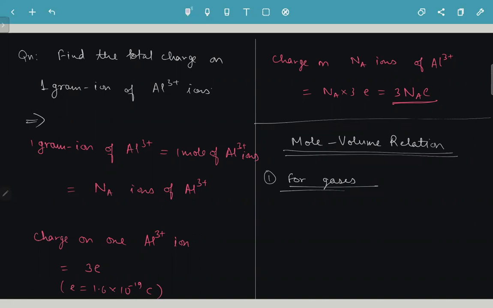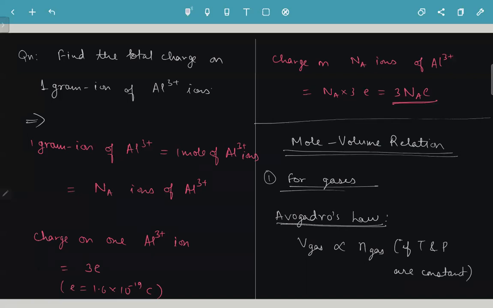For gases, the number of moles and volume are related by a law called Avogadro's law. Avogadro's law, इसका statement 10th में पढ़ा होगा. Equal volumes of different gases contain equal number of molecules and vice versa under identical conditions of temperature and pressure. ठीक है, थोड़ा सा modified form हम study करेंगे. The modified form of the statement is: volume occupied by a gas is proportional to the number of moles of gas if temperature and pressure are constant.